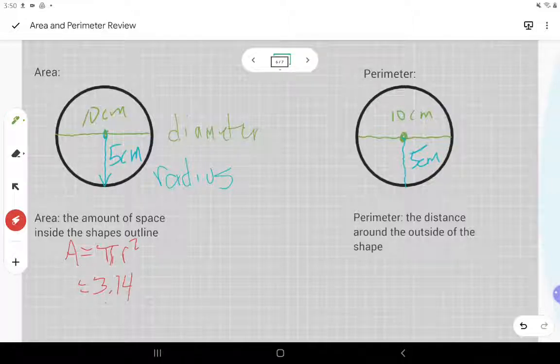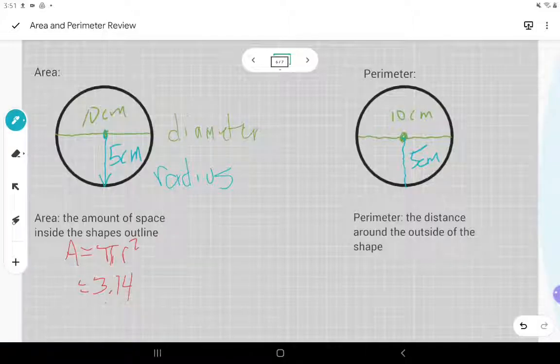So notice the radius is 5 and it goes from the center to the outside. The diameter happens to be 2 times bigger because this radius is 5 and this radius is also 5. So in total it's 10 going all the way across. So the diameter is always 2 times bigger than the radius. We could also say the radius is always half as big as the diameter.